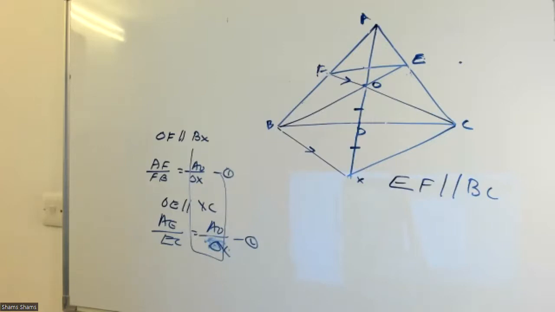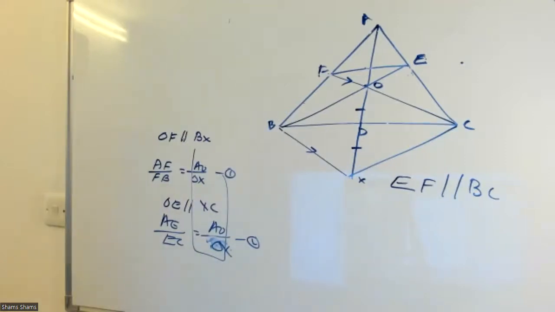Then by the basic proportionality theorem, AF by FB equals AO by OX. Let's call it number one.